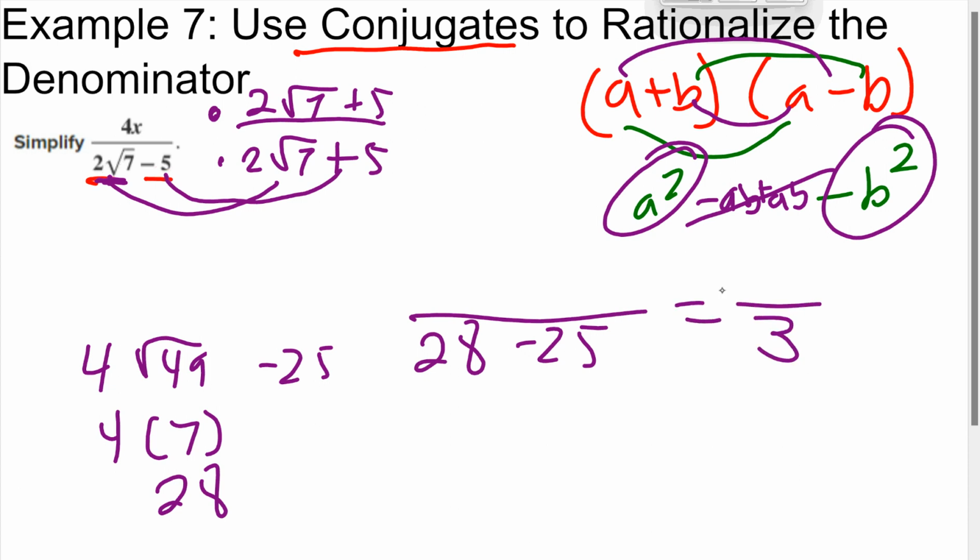So on the bottom, it looks real nice because now we don't have a radical on the bottom. That's why it's called rationalize the denominator, getting rid of the radical. Okay, so now we got rid of the radical. We just have 3 on the bottom.